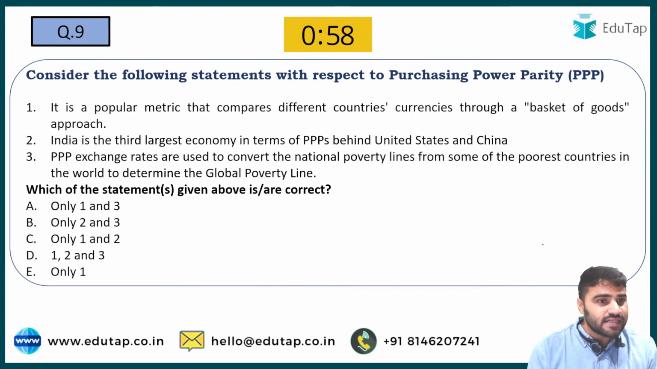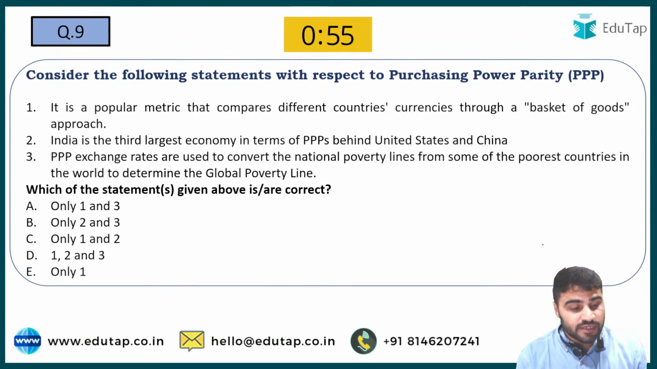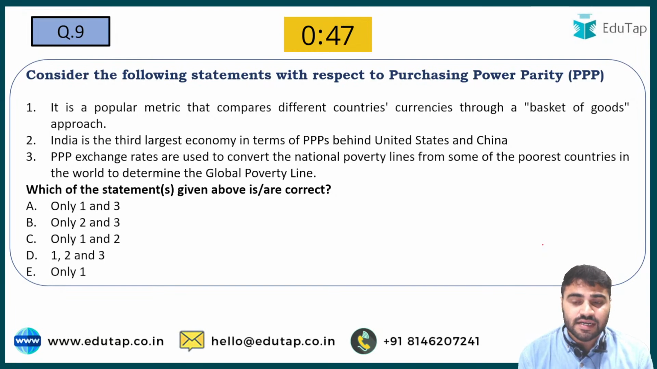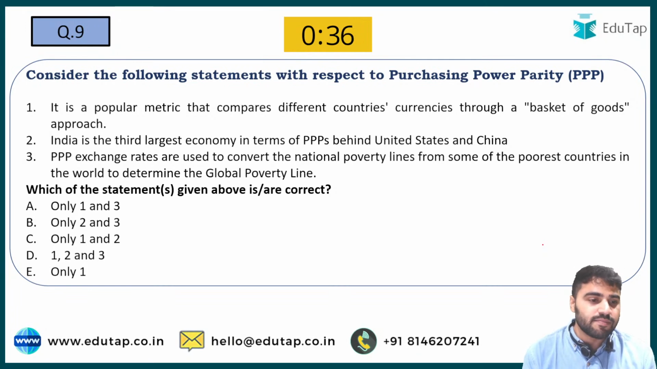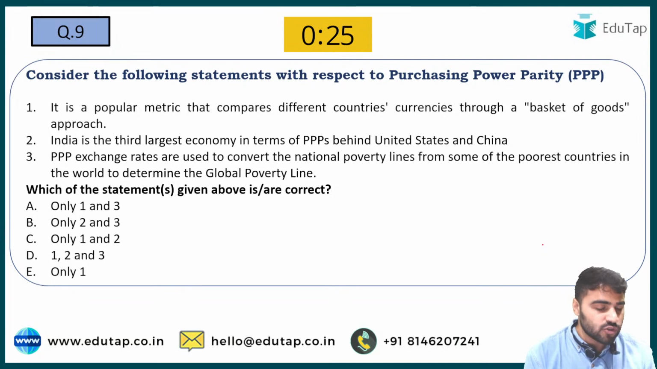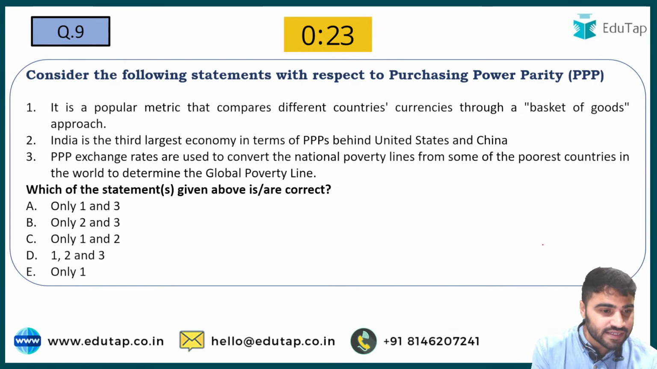So guys, question number 9th is, consider the following statements with respect to the purchasing power parity. So your statements are: first, it is a popular metric that compares different countries' currencies through a basket of goods approach. Second, India is the 3rd largest economy in terms of PPP, that is purchasing power parity, behind United States and China. Third, PPP exchange rates are used to convert the national poverty lines from some of the poorest countries in the world to determine the general poverty line. So your options are only 1 and 3, only 2 and 3, only 1 and 2, 1, 2 and 3, or only 1.